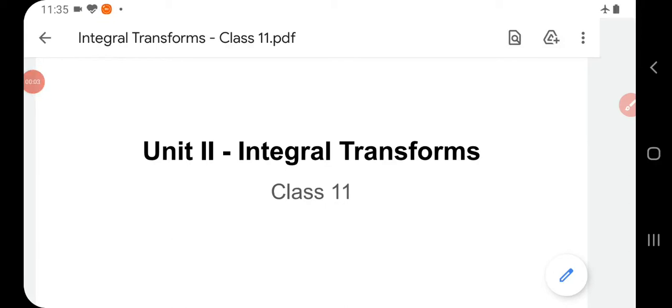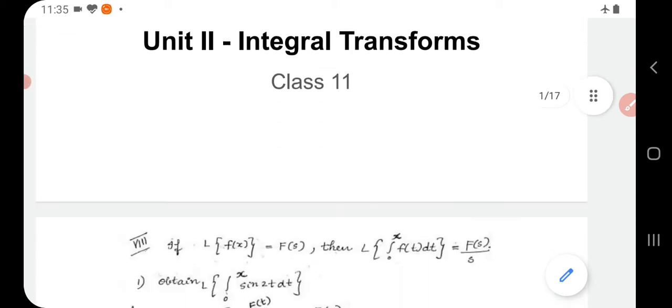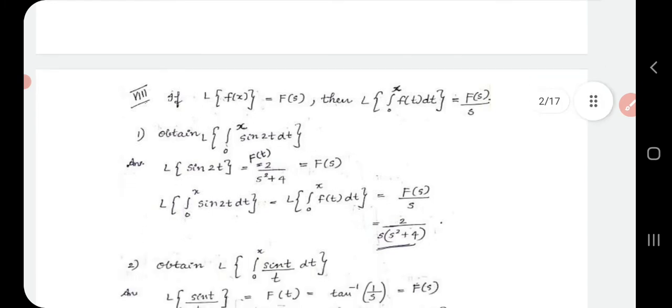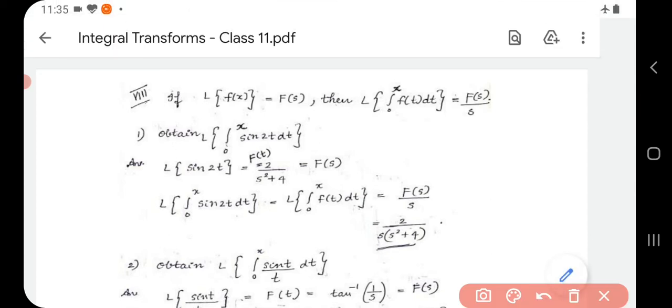Good morning. Now we will continue with our classes on Laplace transforms. Now this is the eighth theorem. The theorem says that if the Laplace transform of a function f(x) is F(s), then the Laplace transform of the integral from 0 to x of f(t) dt is given by F(s) by s. Okay, so this is another form of theorem.